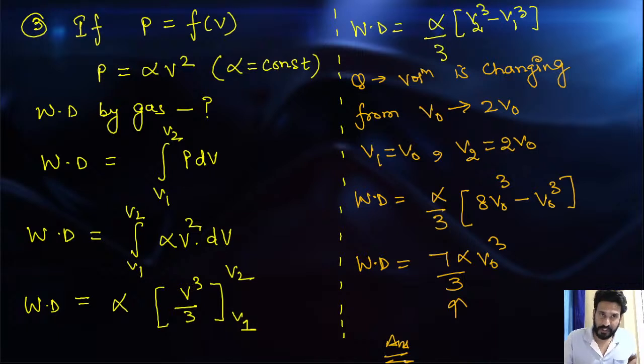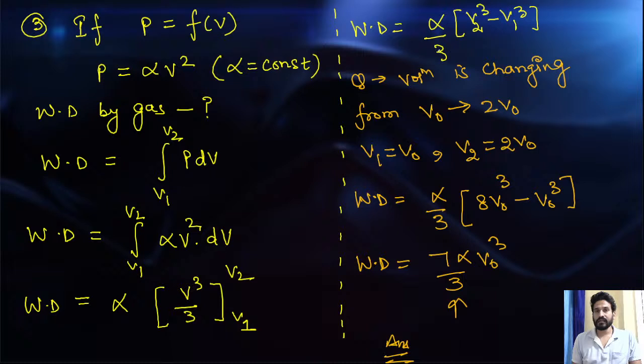So you have to check whether my P is constant or it is a function of any other property, right? Eight V0 cube beta. See, what is this formula?